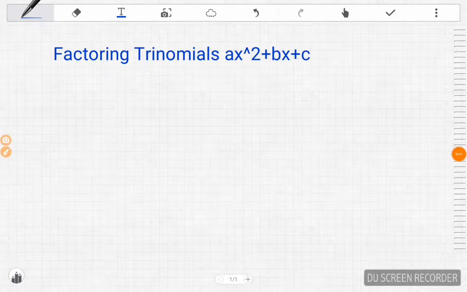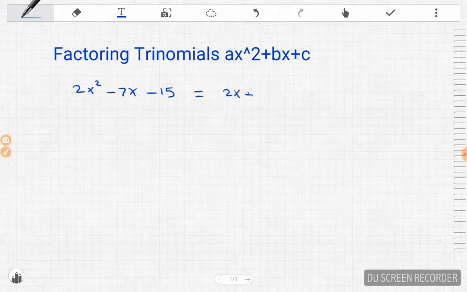Hello. My goal today is to understand how to factor trinomials in the form ax squared plus bx plus c. To do so, I have an example here. What if I have a trinomial such as 2x squared minus 7x minus 15? I know if I factor this trinomial, I'm going to come up with 2x plus 3 multiplied by x minus 5.